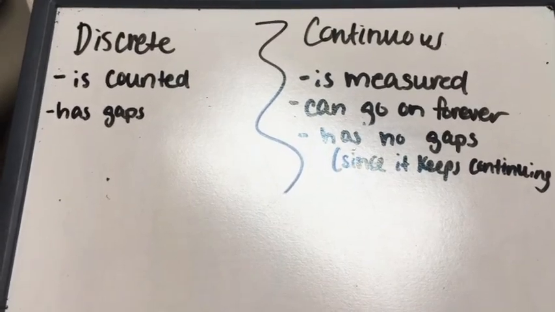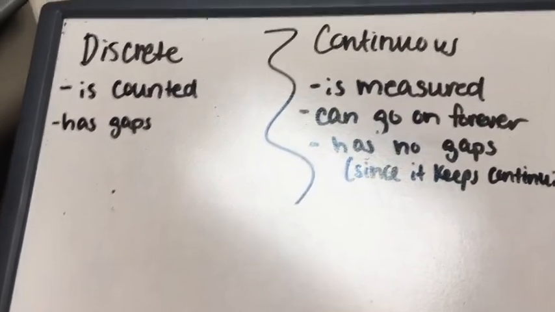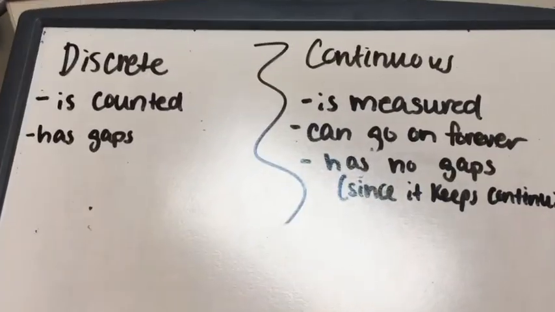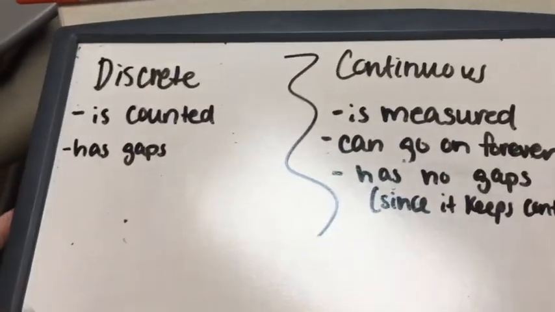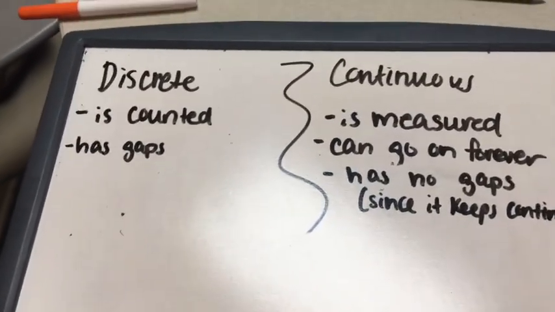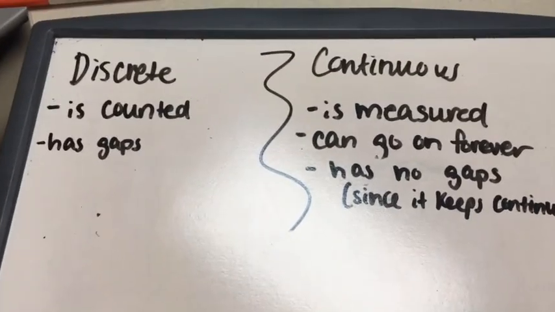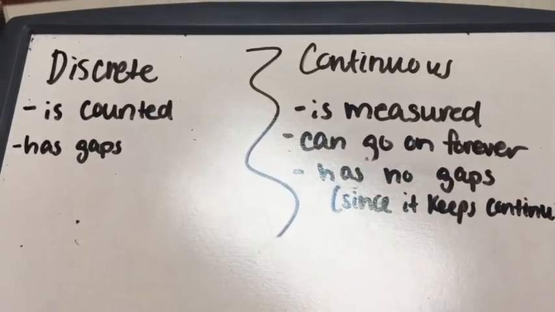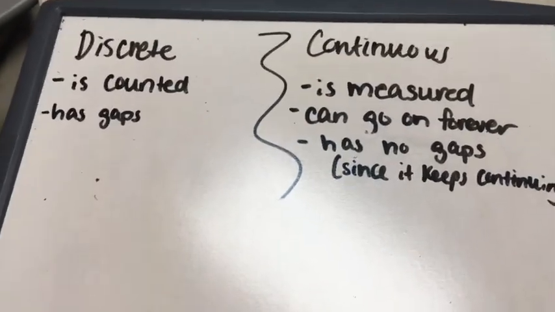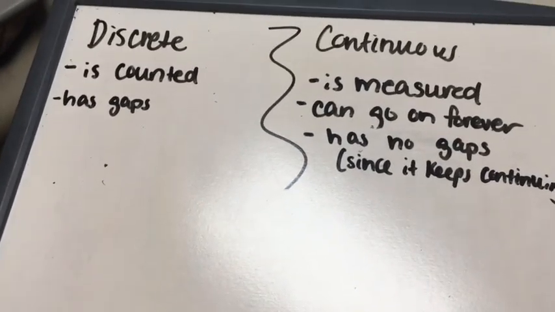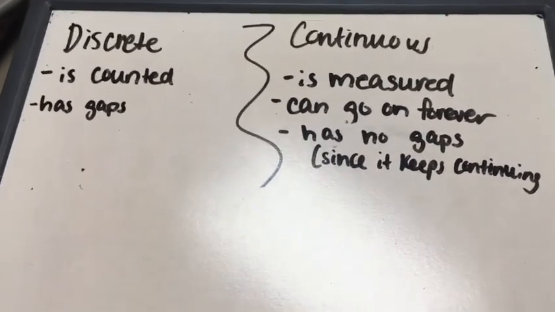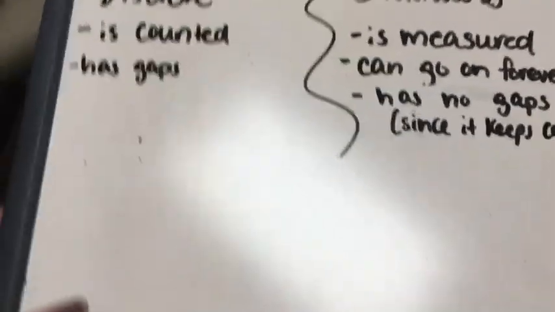This is just a quick overview for question number 6, which goes over discrete and continuous data. So with discrete data, it can be counted and it has gaps in it, but continuous data, you measure it instead of counting it. It could go on forever, like pi, it never ends, and it has no gaps, and that's why it keeps continuing.